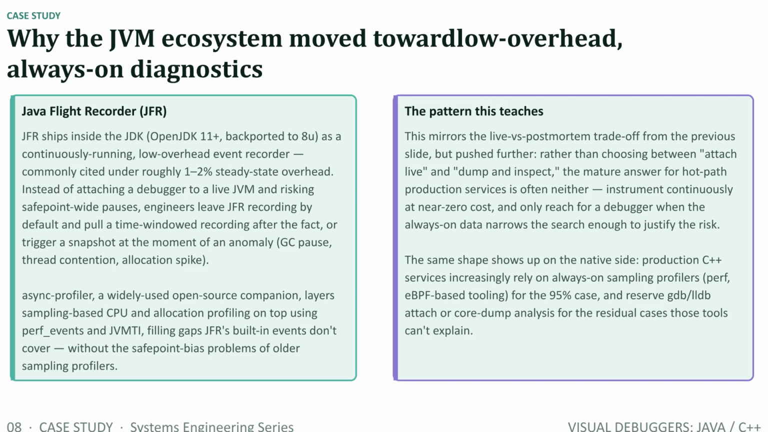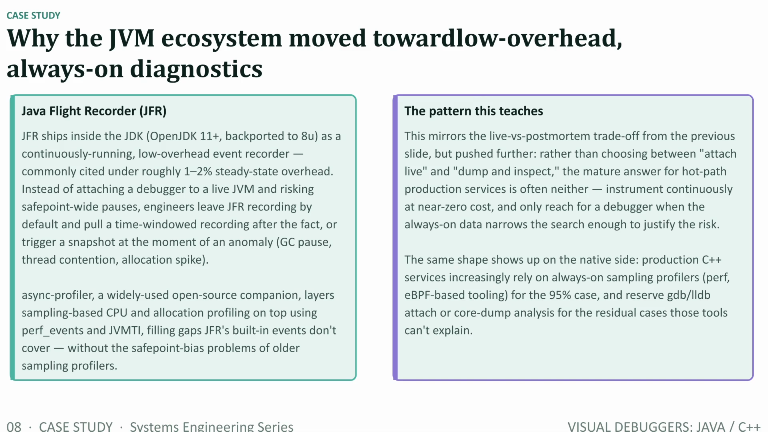Instead of attaching a debugger to a live JVM and risking a SafePoint-wide pause, teams just leave JFR recording by default and pull a time-windowed recording after something goes wrong, or trigger a snapshot right at the moment of an anomaly, like a GC pause or an allocation spike.